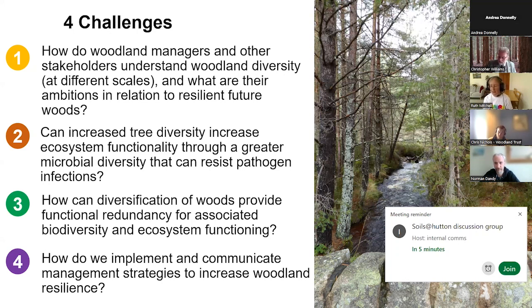And I should say that we're specifically focusing on tree species diversification here. We're aware that there's also a lot of talk about genetic diversification, and that could also be important in the resilience of our forests. But there are other projects within the Treescapes programme looking at genetic diversity.